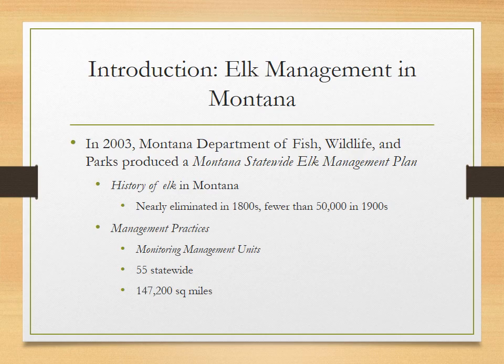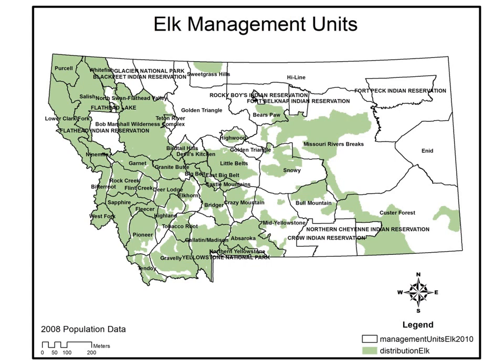Also, this plan outlined management practices, which specifically outlined these monitoring management units. There's 55 of them statewide, and they cover 147,200 square miles. So here's just where they all are, in addition to the most recent elk population distribution data that is out there from 2008.